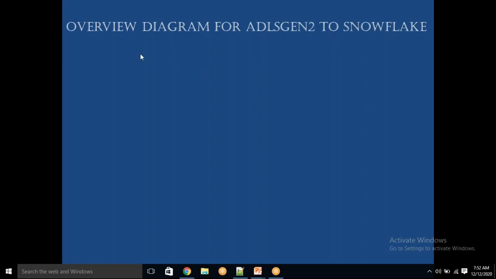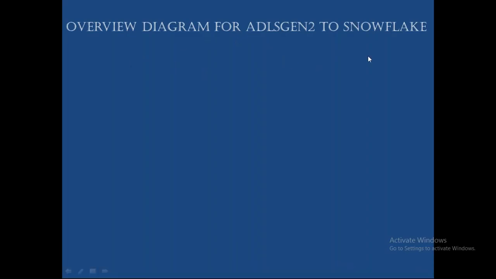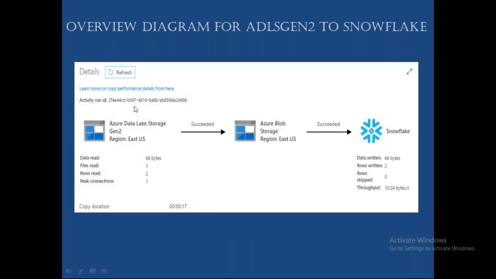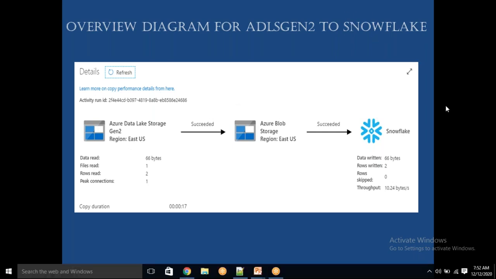Okay, see here, overview diagram for ADLS Gen2 to Snowflake, how I will load. This is my data lake storage Gen2. This data will be loaded into the Blob storage. From the Blob storage, data will be loaded into the Snowflake. It will not come directly from ADLS Gen2 to the Snowflake. It is not possible. There is no direct connector. Understood, friends?